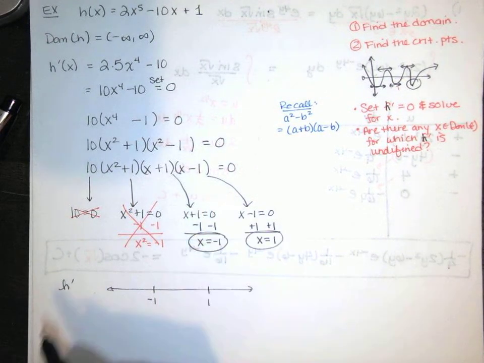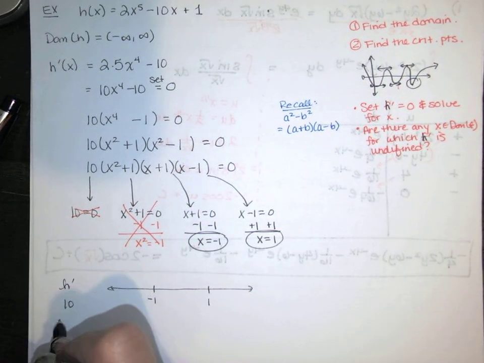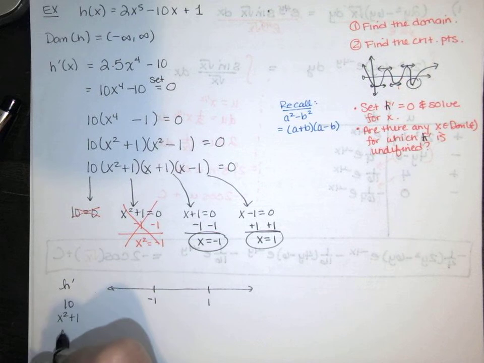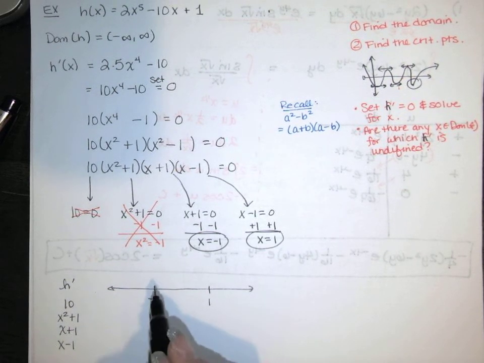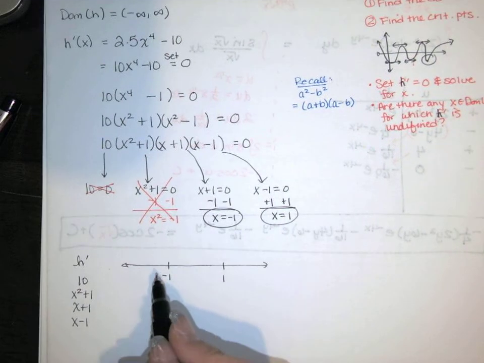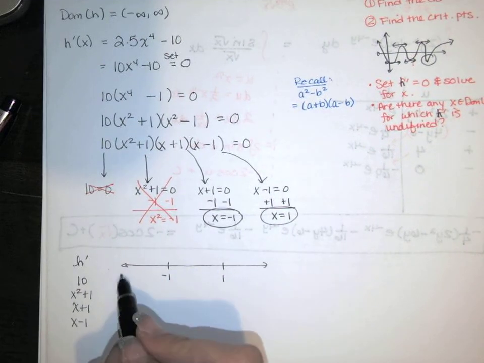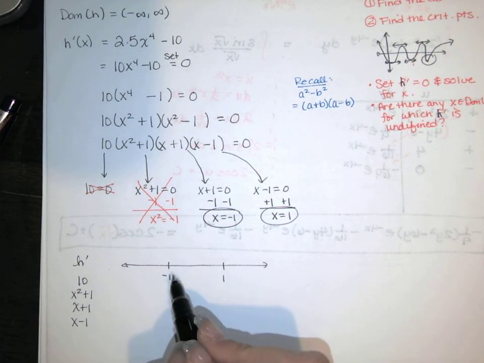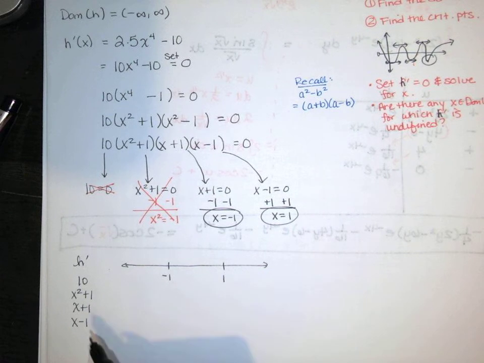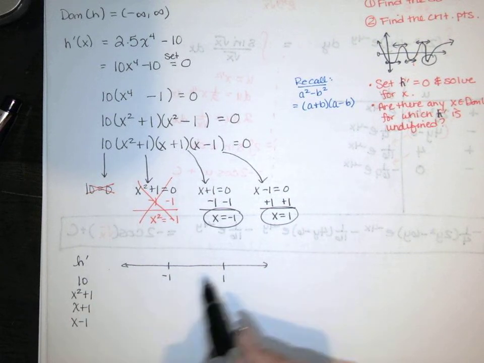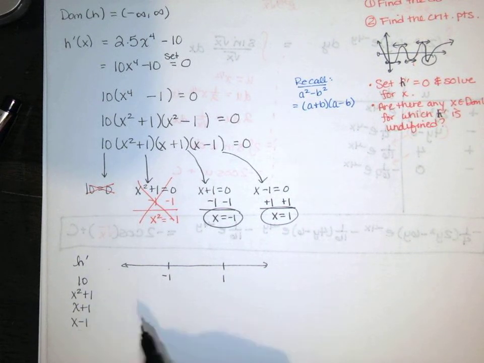And h prime is the product of all these factors. It's 10 times (x squared plus 1) times (x plus 1) times (x minus 1). And then if I want to find the sign of h prime on this interval, and this interval, and remember these are intervals of x values. x is going from negative infinity to negative 1, x is going from negative 1 to 1, and x is going from 1 to infinity. Well, I just pick an x value on the interval and I plug it into the factor, and that's going to give me the sign of the factor on that interval.